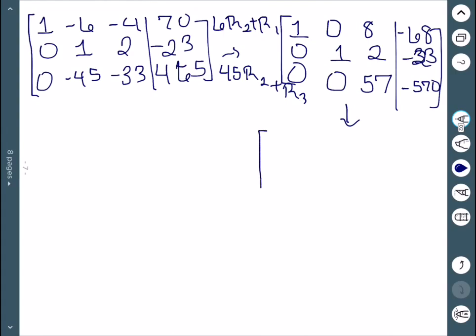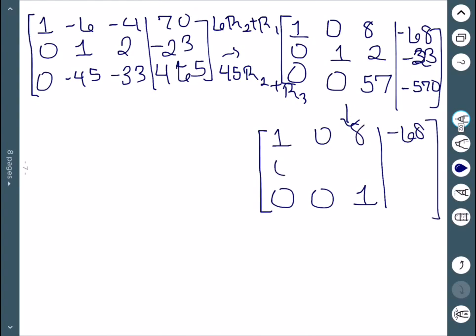Finally, we want a 1 in the third row, third column. In order to do this, we're going to leave the first and second rows alone. And we'll multiply the third row by 1 over 57. That'll give us a 0, 0, 1, and negative 10.